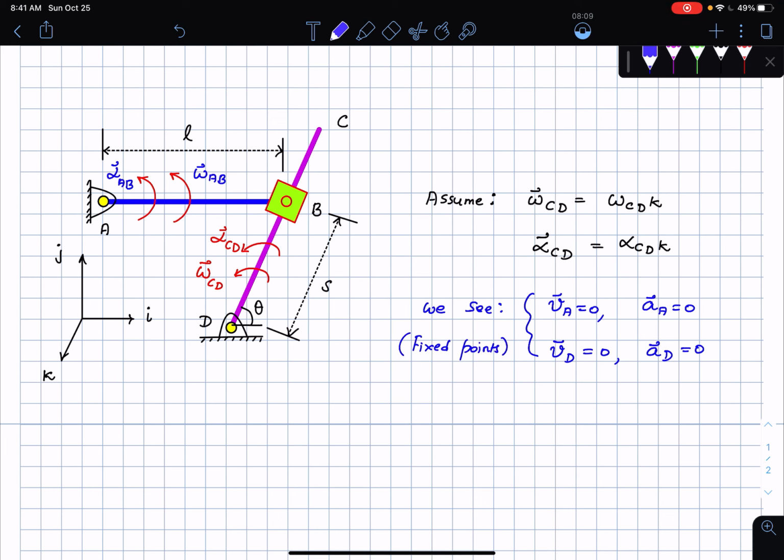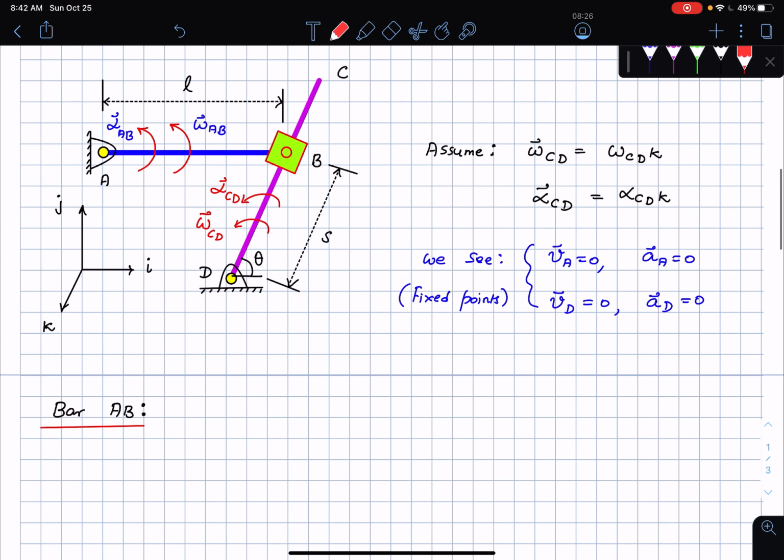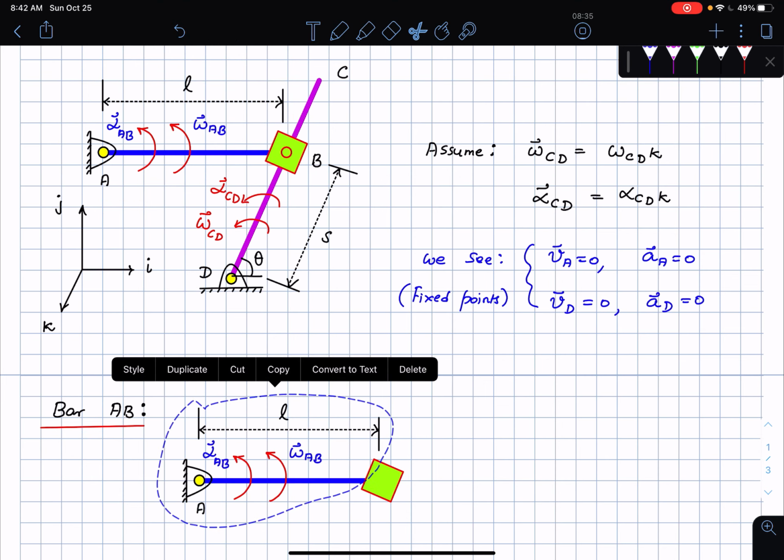That's something that I always typically write down. Makes life easier. Now I'm going to look at the bar AB. If it's a horizontal bar and there is nothing going on relative to that bar, then I don't need to write a different coordinate frame. I can just make use of the IJK system. So I'm going to grab this piece with the collar attached to it, copy that, and paste it.